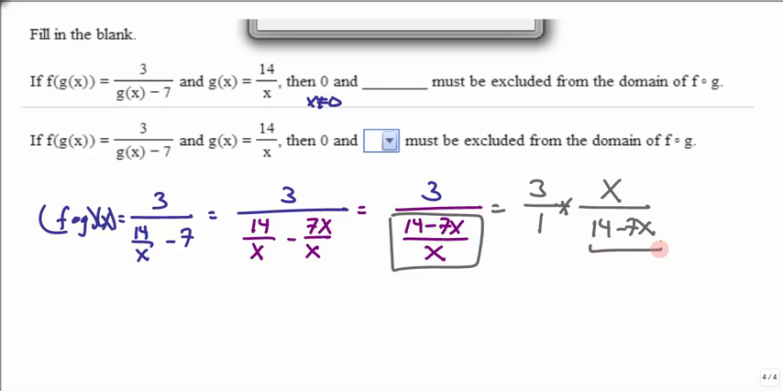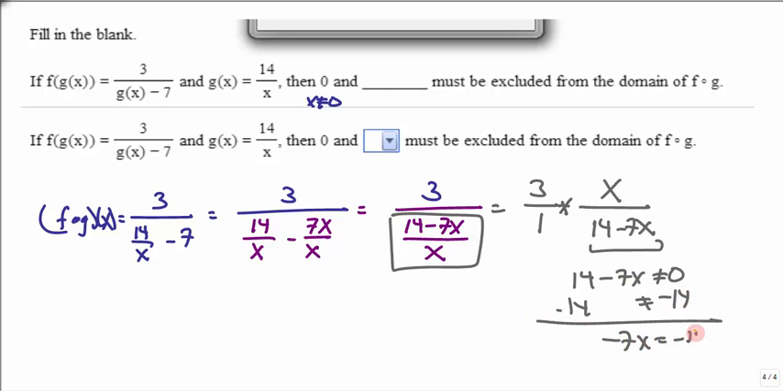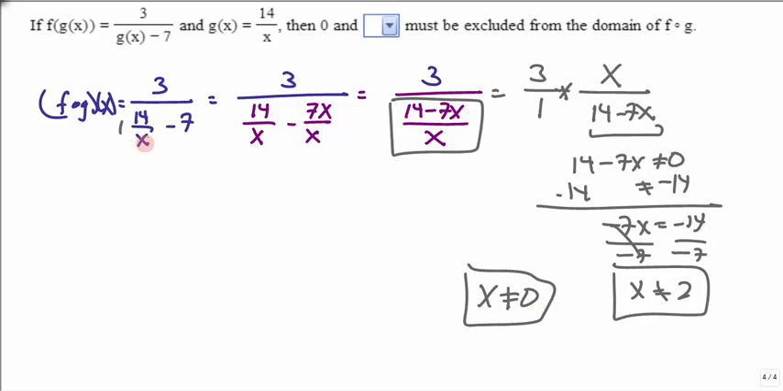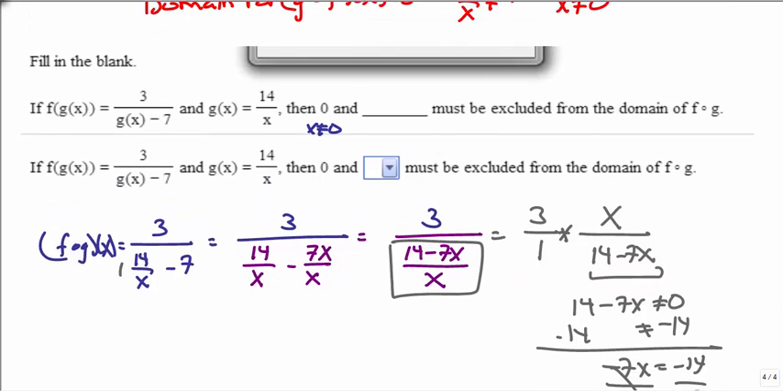So now I take this piece, 14 minus 7x, and I say that cannot equal 0. So subtract 14 from both sides, divide both sides through by negative 7, and I can see x cannot equal 2. So there's another restriction. So I have x cannot equal 0, and that's from here, and then I have x cannot equal 2 after I go through and simplify this layered fraction into the denominator.